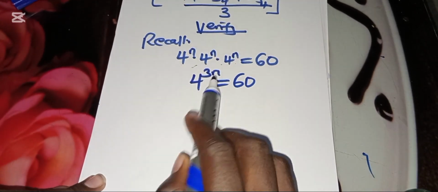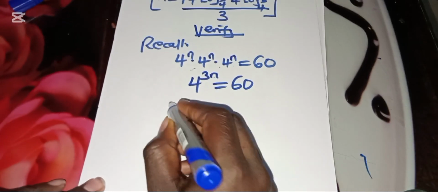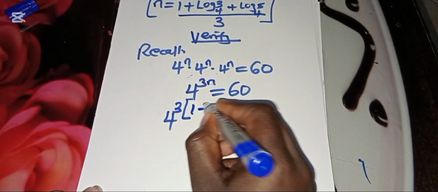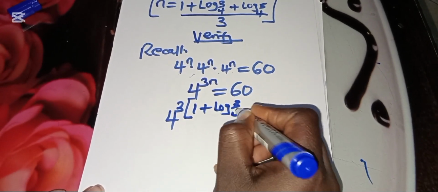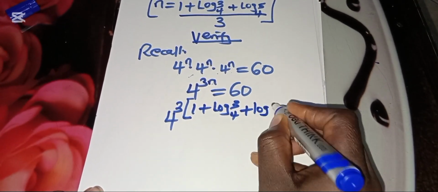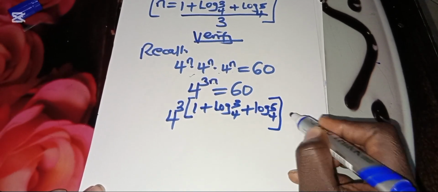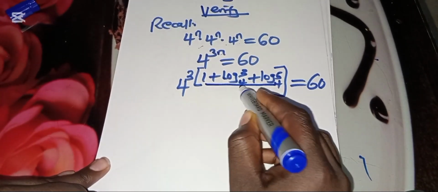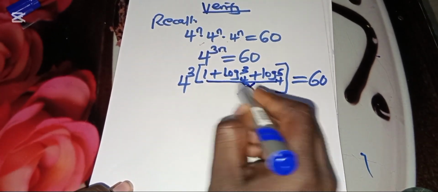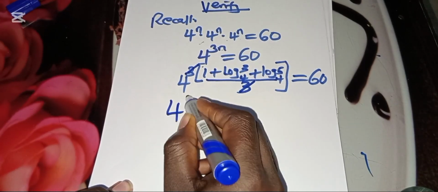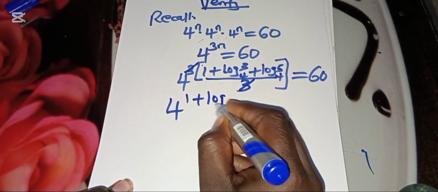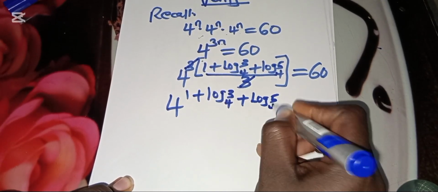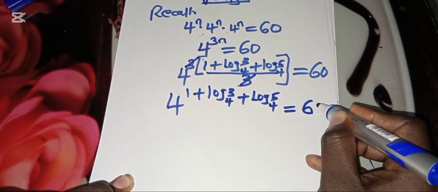So what we do is we substitute the value of n, so we have 4 raised to power 3 multiplying by 1 plus log 3 to base 4 plus log 5 to base 4, remember this is divided by 3. So we simplify 3 and 3 so that we'll have 4 raised to power 1 plus log 3 to base 4 plus log 5 to base 4. This is supposed to give us a value of 60.